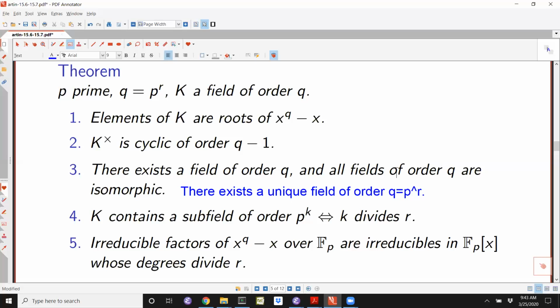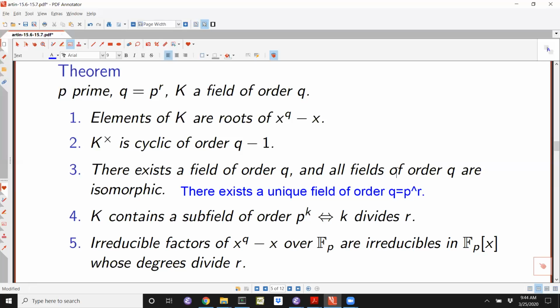Let's see. The fourth thing is that if you have the field of order q, K contains a subfield of order p to the k exactly when k divides r. And the fifth fact is the irreducible.